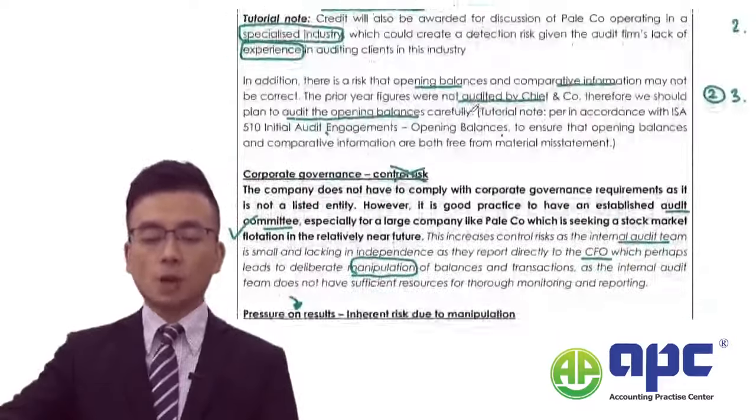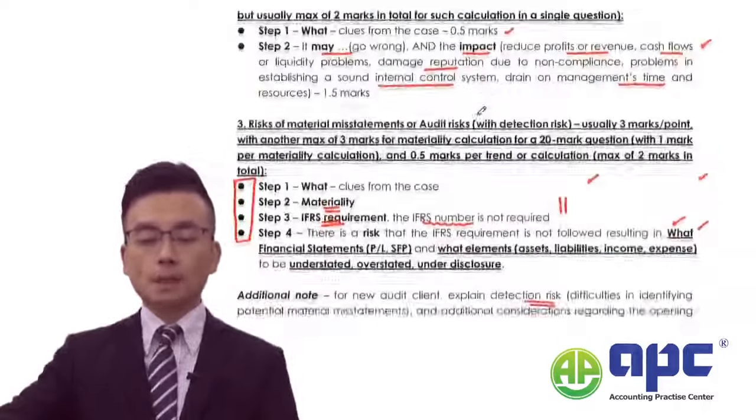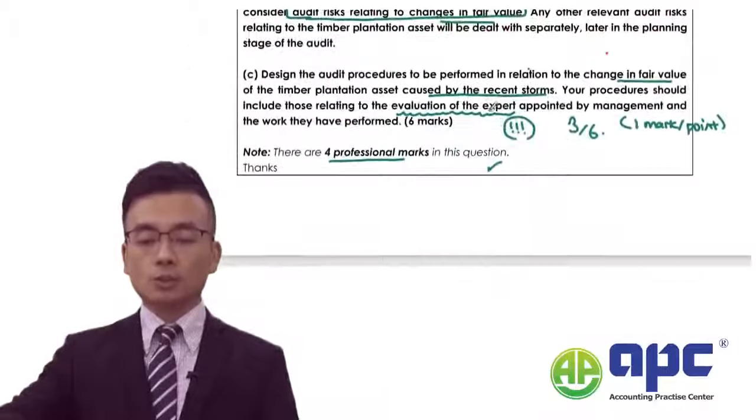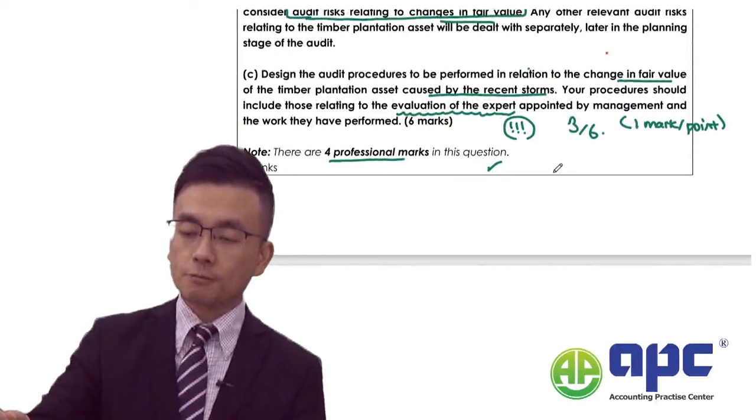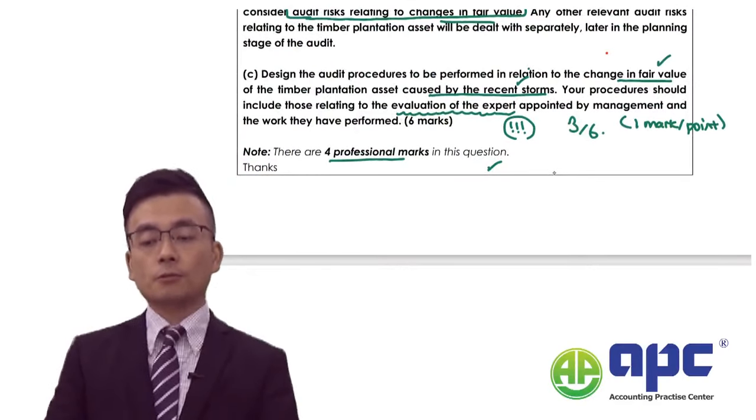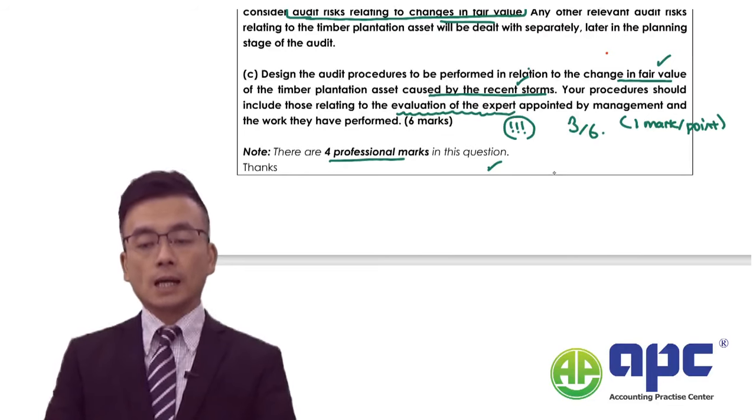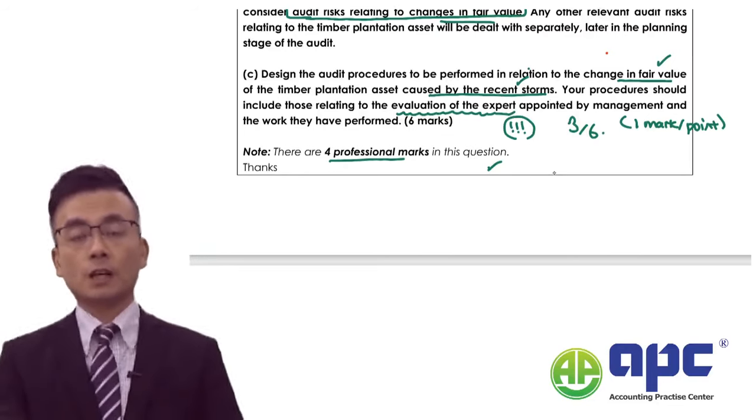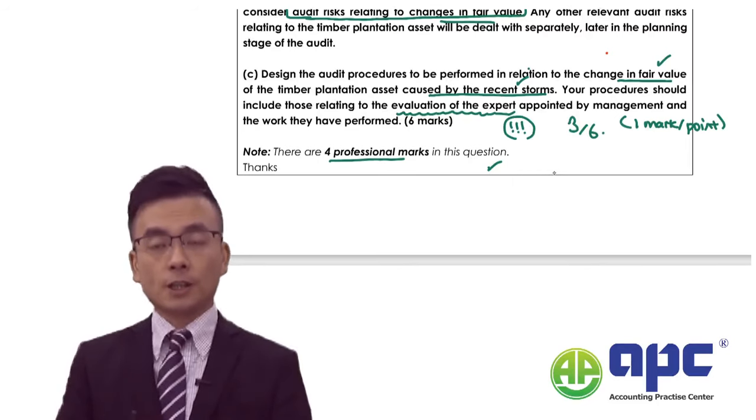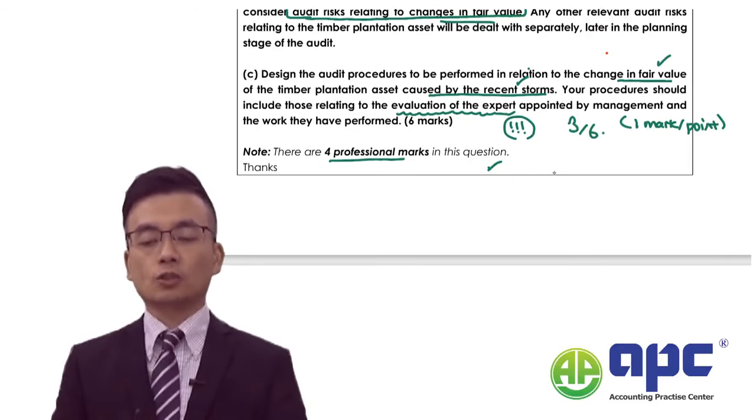Reading back to the requirement, first of all, for Part C, we are required to design procedures for the change in fair value caused by the recent storms. And for the recent storms, affecting the fair value of that, affecting the NRV, net realizable value, additional costs for that, we can check that. And also to see the expert methodology and qualification and so on.